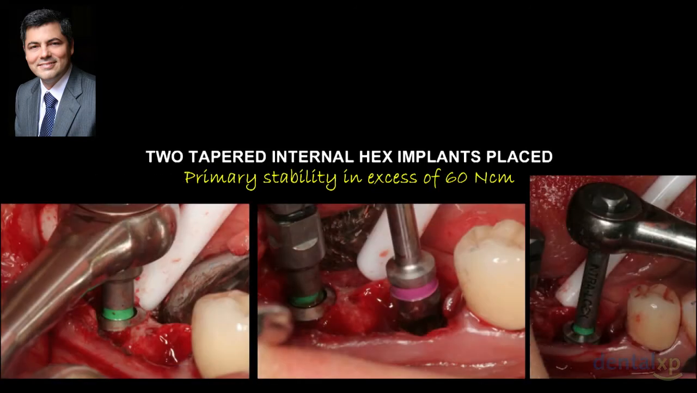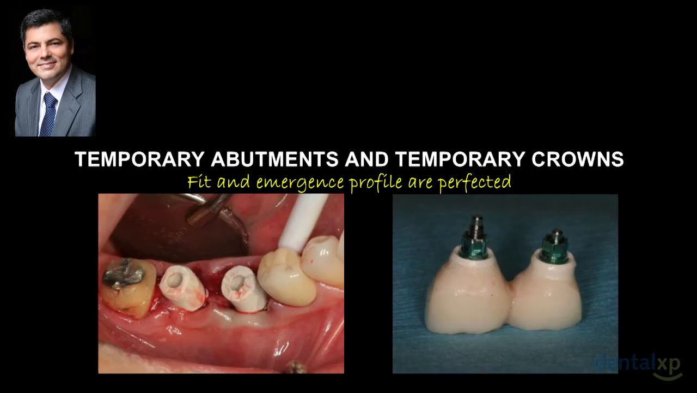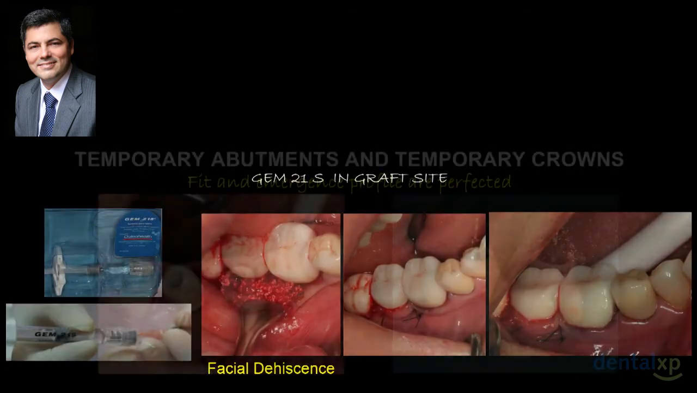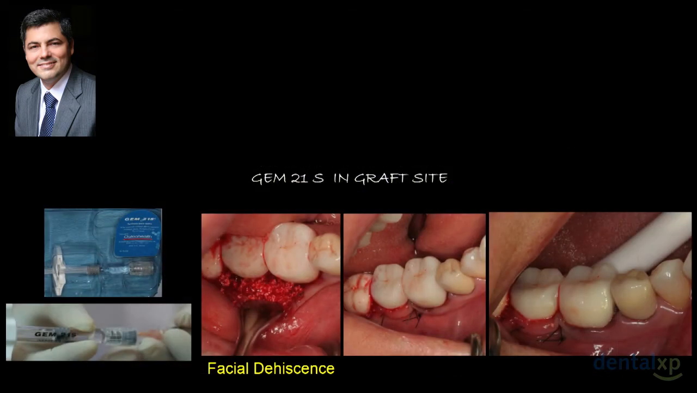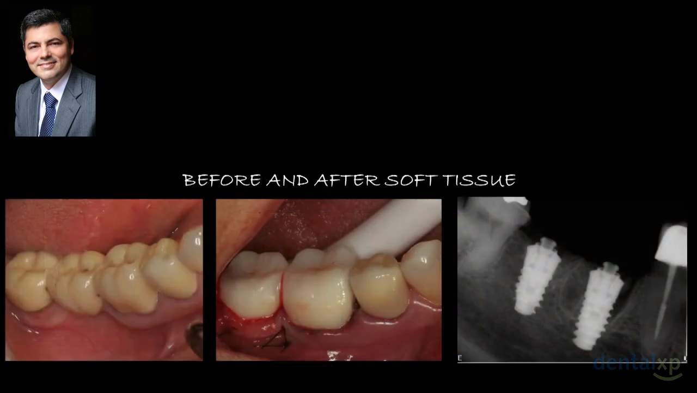So this is the step-by-step process. Implants are placed. Open tray impression is done right at the time of implant placement. That impression goes to the lab, and what we requested was that the lab would prepare the crowns overnight, IMAX crown. So the patient goes with the same devices that we had used to create the guides, and this is before and after the soft tissue. You can see the improvement of the reach and the improvement of the area and the placement of the implant.